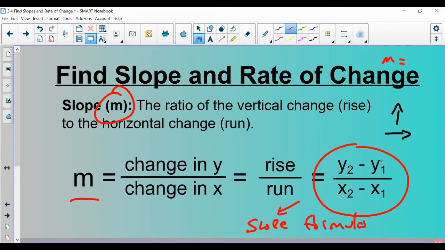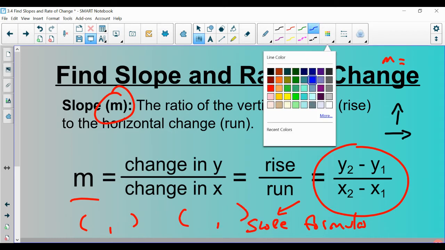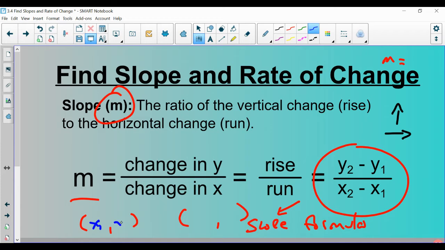The slope formula is going to be used when you're given 2 coordinate points with numbers in them, right? The first one is going to be x1, y1. And the second point will be x2, y2. So what you're going to do is take the second y and subtract the first y, and then divide that by the second x value minus the first x value.